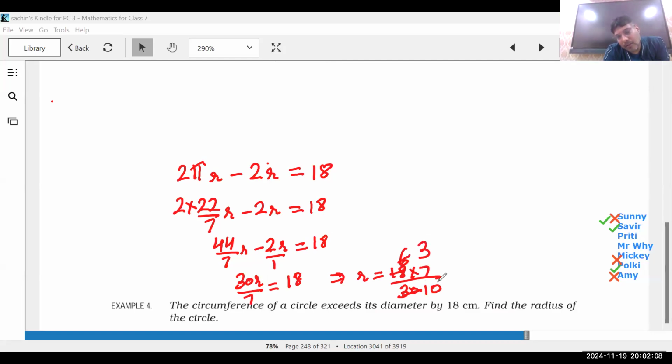अद्वै क्लियर है? 3 6 are 18, 3 10s are 30। So 4.2, मेरा भी 4.2 आ रहा है। 1 सेकेंड, गड़बड़ हुई। 44 minus 14 30r। So this is 18 into 7 divide by, let me simplify again. So 3 6 are 18, 3 10s are 30. Then this will be 42/10, which is 4.2 centimeters.